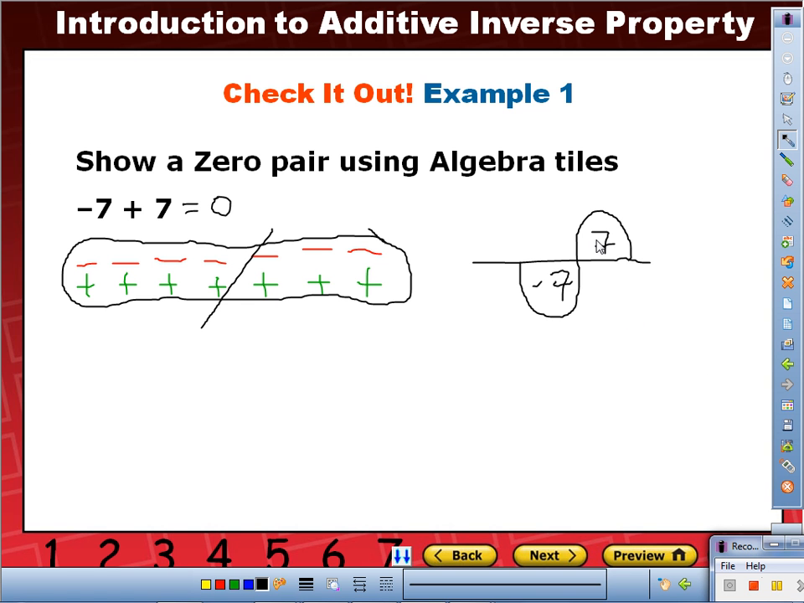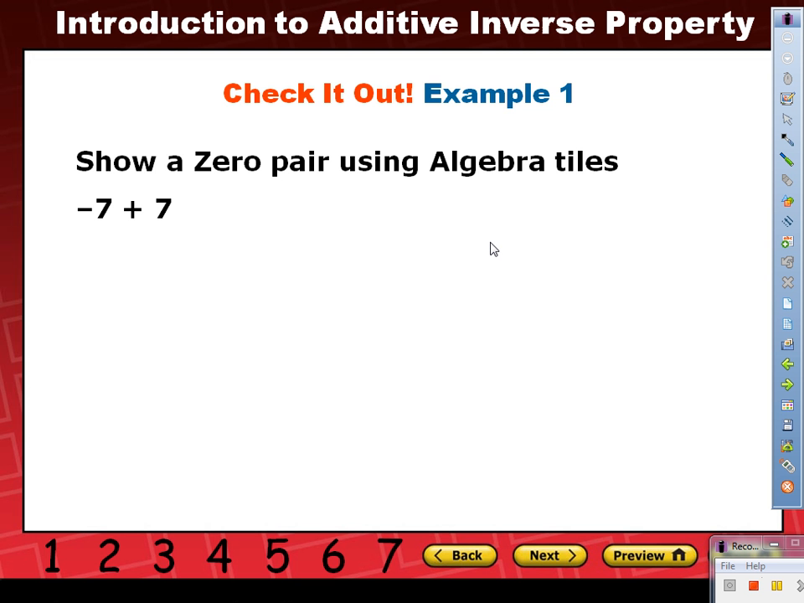Okay, so far so good, right? All right, underneath that, I want you to write example number 2 if it fits. If it doesn't fit, turn your paper over and do it in the back. Here we go, example number 2. It says, show a zero pair using algebra tiles, -3 plus 3. Get those tiles in front of you, show the zero pair. Once you talk it over with your neighbor and you agree, draw your picture on your paper. Go. And also draw your ground zero method.